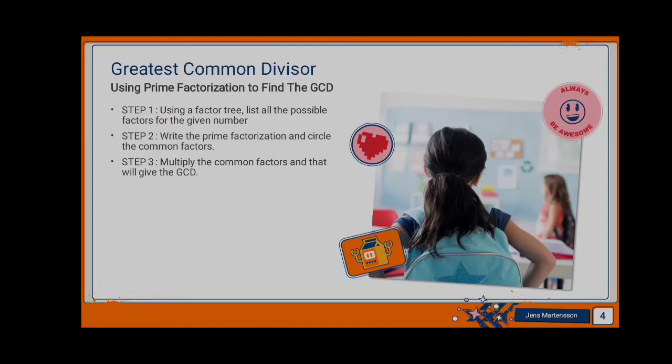Using prime factorization to find the GCD. Step 1. Using a factor tree, list all the possible factors for the given number. Step 2. Write the prime factorization and circle the common factors.